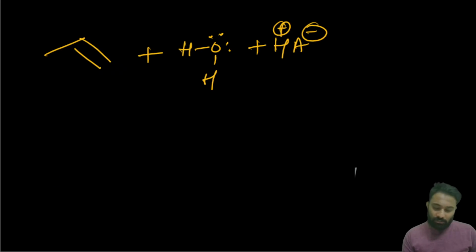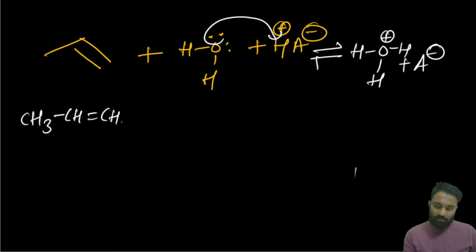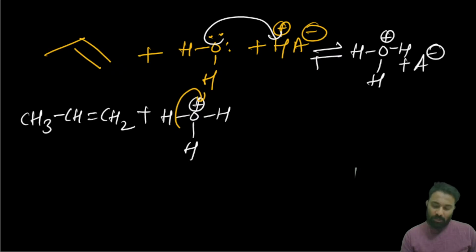Now what will this H2O do? This lone pair of electrons will abstract this H plus. When this lone pair has abstracted this H plus, now what will we get? Oxygen will get the positive charge. Then it will form the oxonium ion and its conjugate base. Then we have this alkene, CH3 CH double bond CH2, plus H3O plus, and this is the H and this is the H. Done. Now here it will take this bond pair of electrons. The oxonium ion, as H2O, will be eliminated.